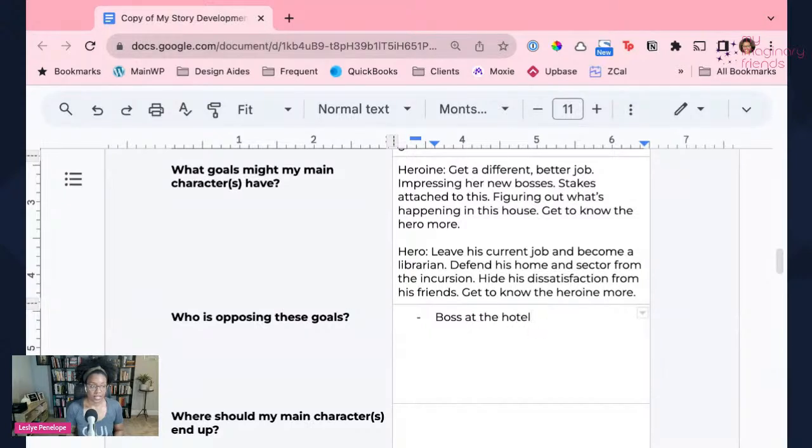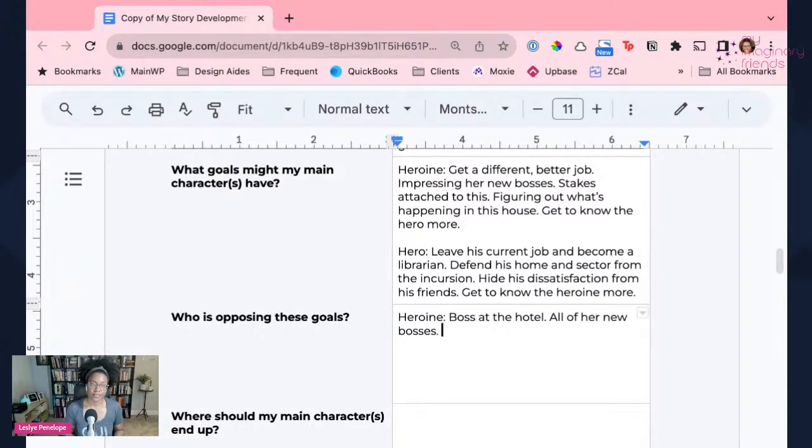and then it's going to be the butler, or just all of the people, all of her new bosses, because they're opposing her goal of figuring out what's happening in the house. They're trying to keep her in the dark as much as possible.